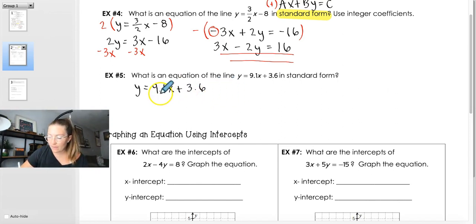So since this is a tenth, if I multiply by 10, it's going to move my decimal one place to the right. So to get rid of this decimal, we need to multiply everything by 10. Multiplying by 10 moves the decimal one spot to the right. If there were 2 decimal spots, that would be the hundredths, so you would multiply everything by 100 and move it 2 spots, and so on and so forth. So step 1, to get rid of those decimals, we're going to multiply this whole thing by 10.